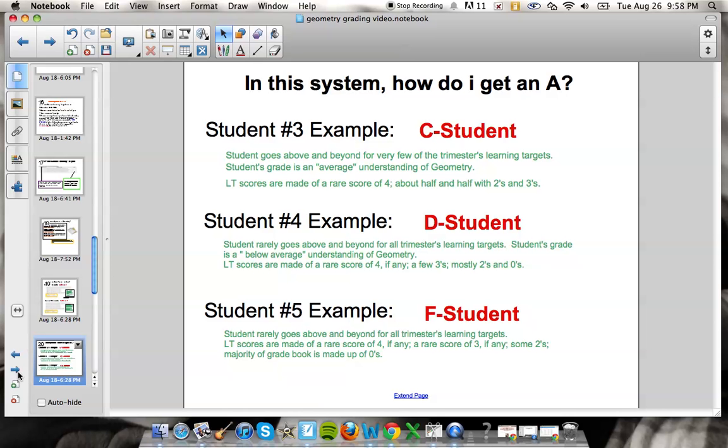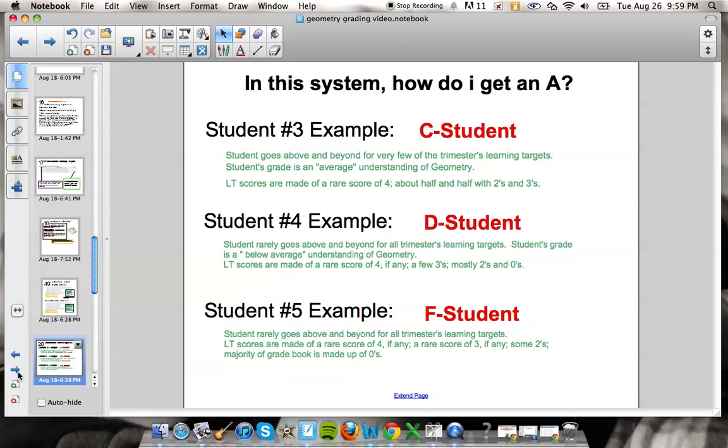A D student rarely goes above and beyond for all trimester learning targets. The student's grade reflects a below average understanding of geometry. Learning target scores are made up of a rare score of 4, if any, a few 3s, and it's going to be mostly 2s and 0s.